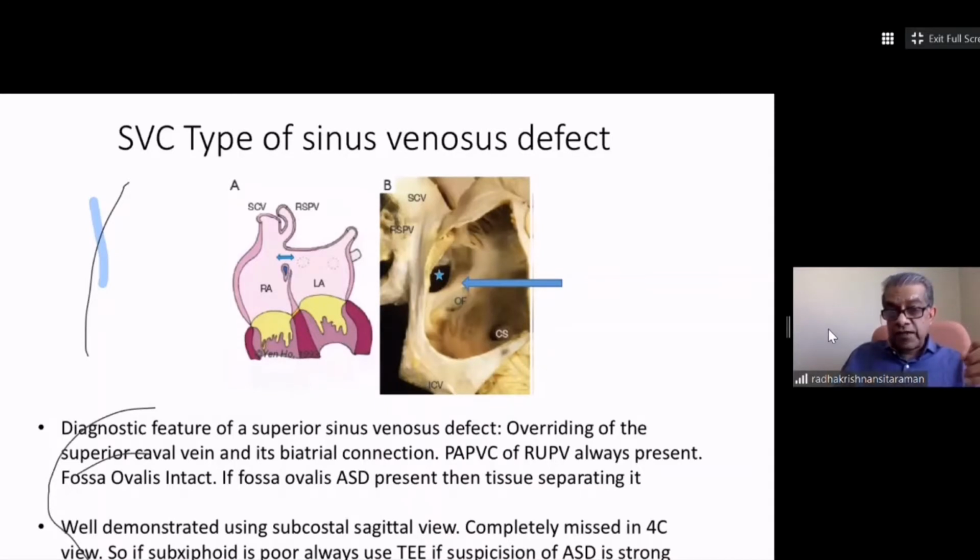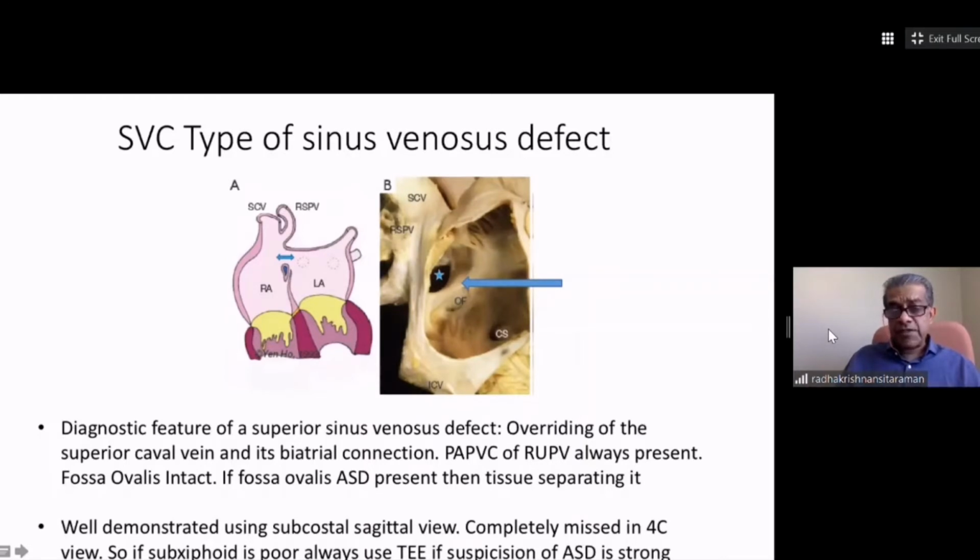If a fossa ovalis ASD is also present with it, remember that the criterion for diagnosis is that you have to have a tissue which separates the two. Otherwise, it just becomes a large fossa ovalis ASD which is extended superiorly. So we have to differentiate these two. For a pure SVC type of defect, you have to have a rim which is separating it from the fossa ovalis. These things are very well demonstrated by using the subxiphoid sagittal views. It is completely missed in the 4-chamber views.